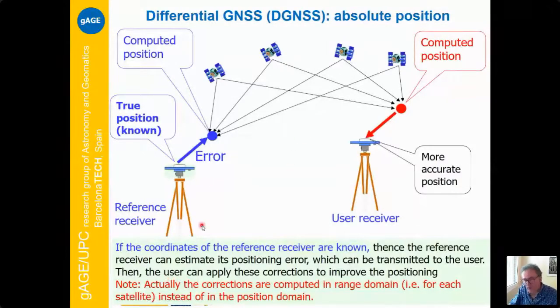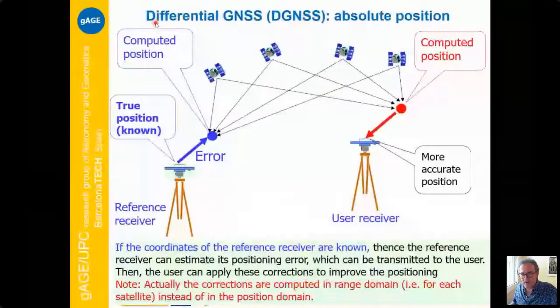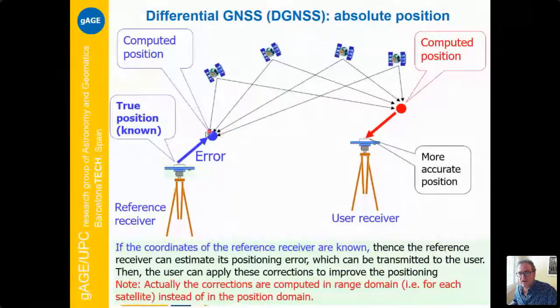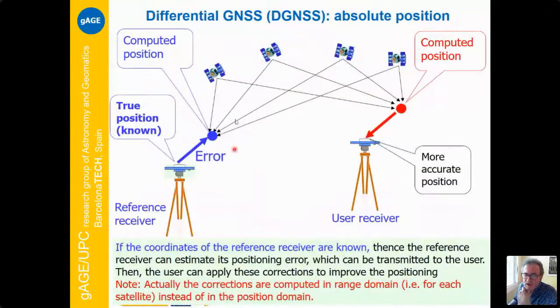And actually, in this approach, in this example, we can say that the differential error has been cancelled in the position domain, because this is in the user domain, just comparing the position coordinates. But as we know, the positioning error not only depends on the errors in the measurements, but also depends on the satellite geometry.